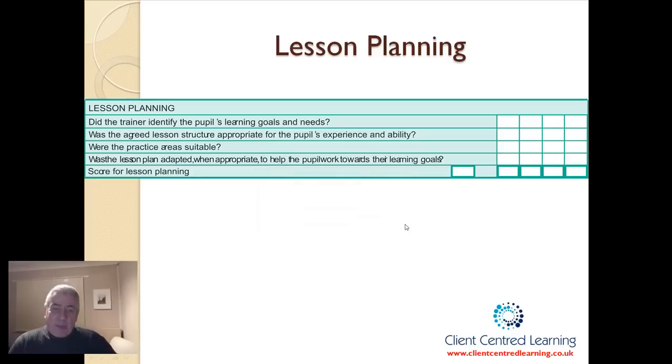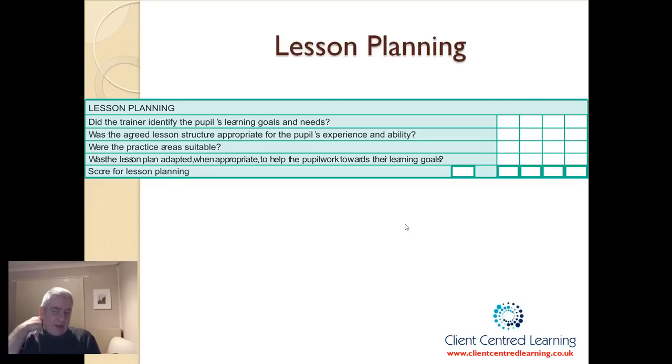Hi, so we're going to look at lesson planning now, the top area of the form. Four areas that you're assessed in, maximum of 3 points in each, so a maximum of 12 points. These things, I think I mentioned in the risk management one, are not assessed on their own, as it were, because there's links to the other areas. Particularly these first couple of rows.